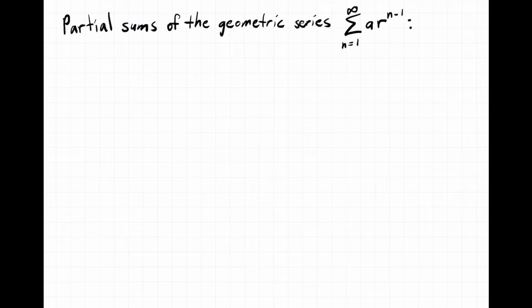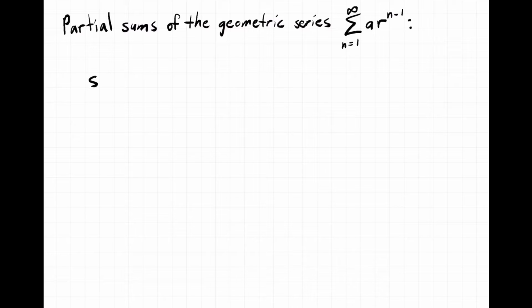To figure that out, let's look at the partial sums. The partial sums, remember, are sums of the first n terms, whatever n happens to be, of the series. This is important because, of course, there's no real definition in math of what an infinite sum is, but we know what a finite sum is. The definition of an infinite sum is essentially going to be the limit of the sequence of partial sums. So we have to start with finite sums here.